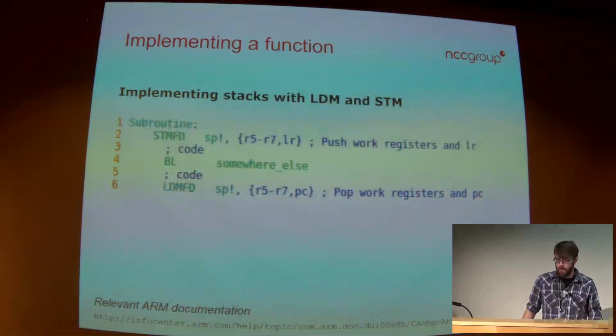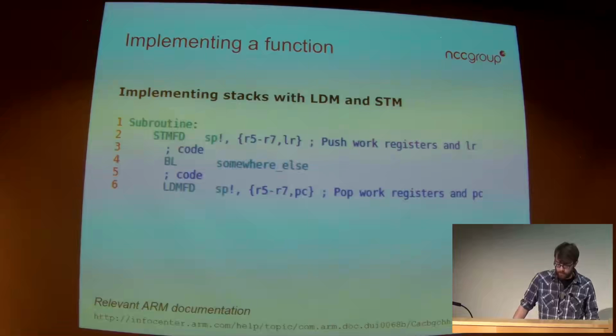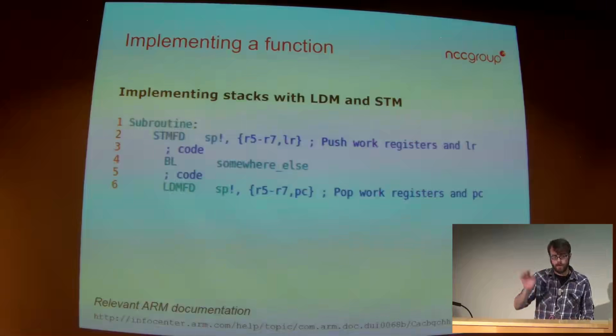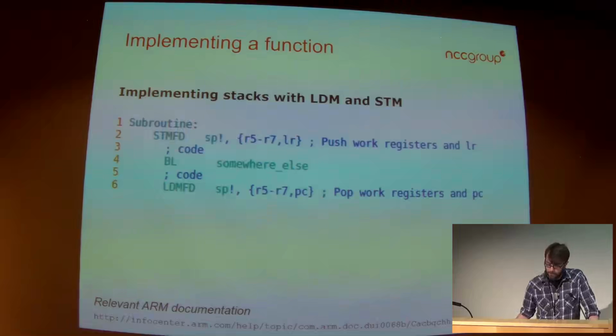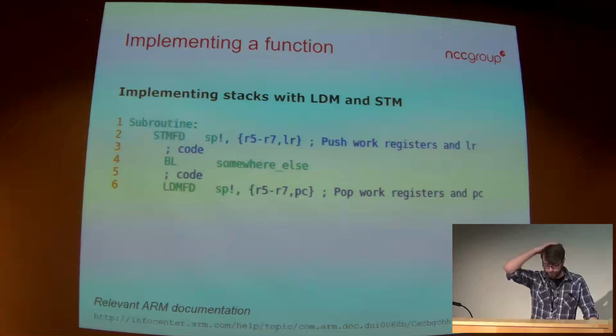So how do we implement stacks with load and store multiple? This is an example subroutine. So store multiple full descending. The full descending is just describing the way the stack works, so don't worry about that. You can get to that some other time. The way this reads is you have your stack pointer, and an exclamation point is saying, I want you to store these values on the stack, and then update the stack pointer for me. And I want you to store registers R5, R6, and R7, and the link register.